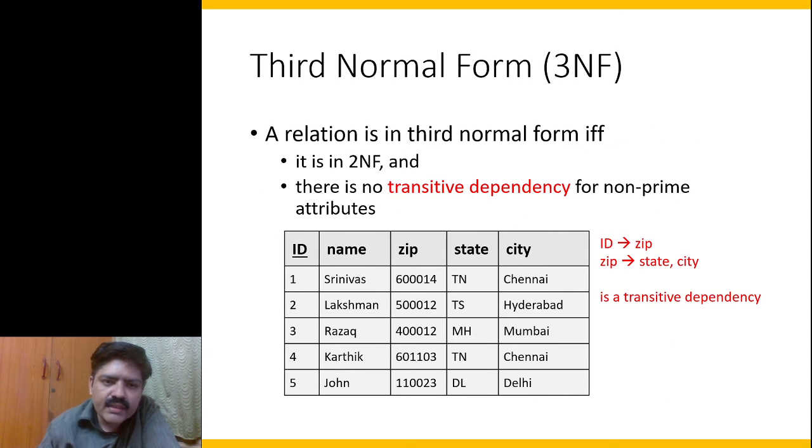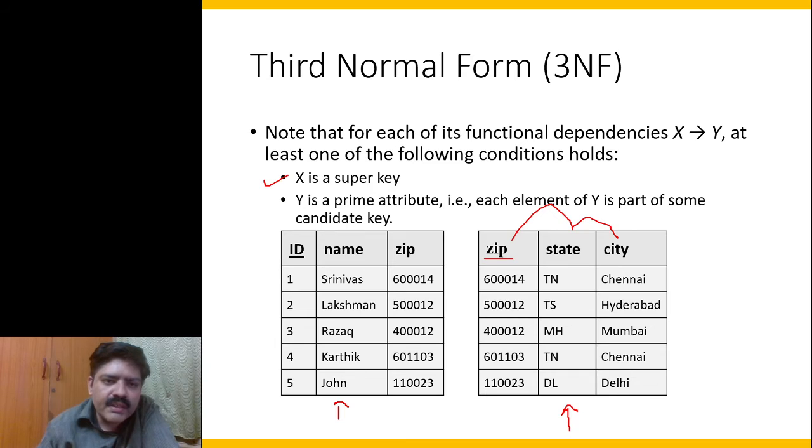Now let's go back and look at these dependencies. So for every functional dependency, we check whether the LHS is a super key, right? So LHS is a super key. So this functional dependency is all right. And so there are non-prime attributes here. So zip is a non-prime attribute here. So for non-prime attributes, we don't want any transitive dependencies, right? So now for this zip, there is a transitive dependency. ID determines zip and zip determines state, for instance.